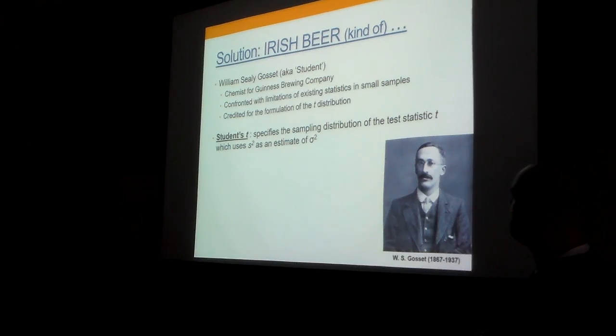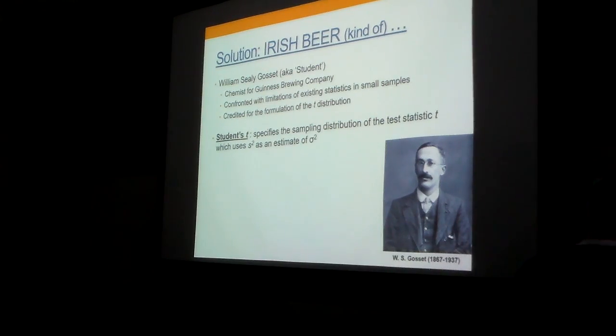And so the result of this was the formation of the t-distribution, okay? And Student's t, because I don't think Gosset was supposed to have permission to go through and publish, but he did, and so he just published. What Gosset did was define Student's t-distribution, which specifies the sampling distribution of the test statistic t using the sample variance as an estimate of your population variance, okay?